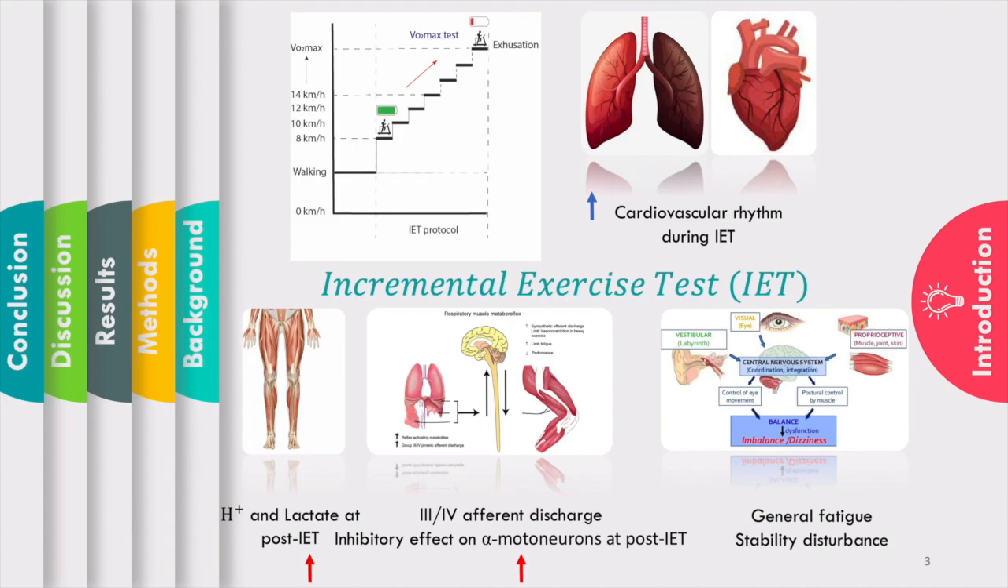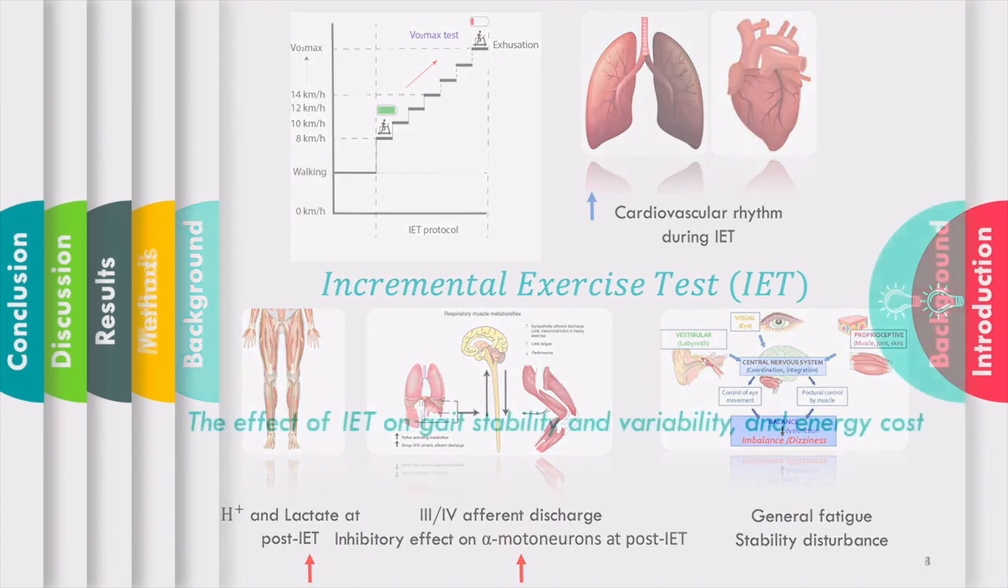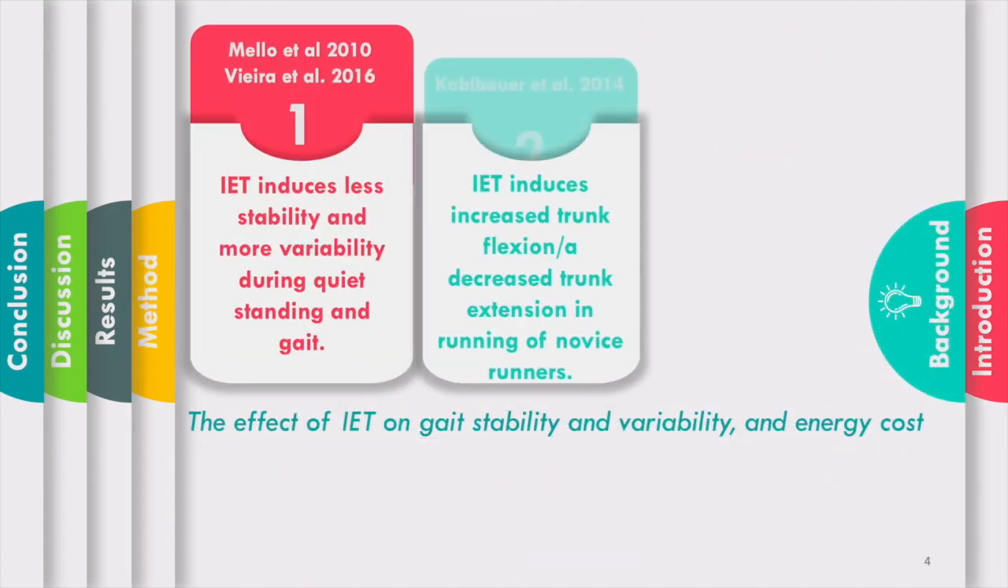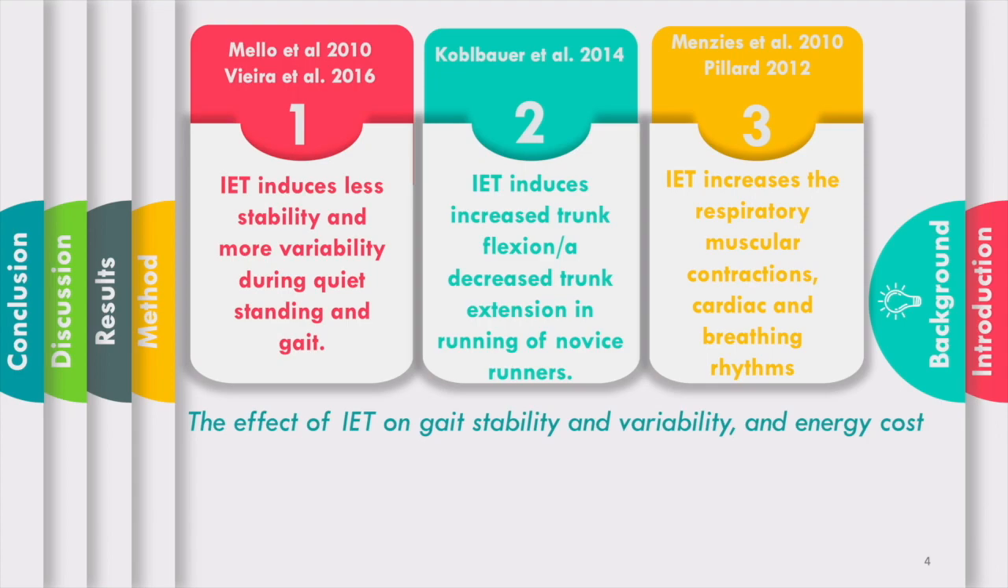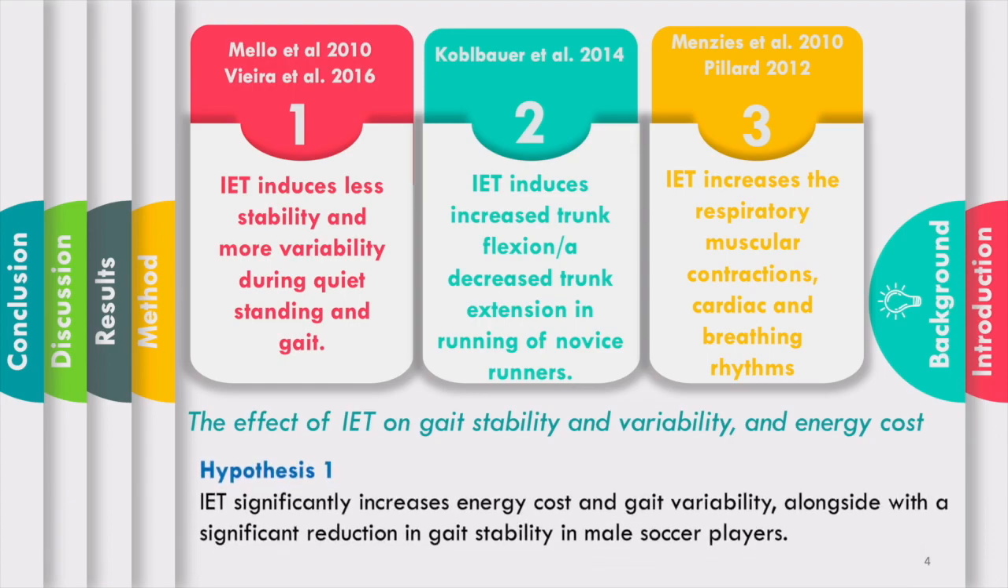These metabolites have an inhibitory effect on alpha motor neurons and influence the musculoskeletal system. These changes in body state are thought to be responsible for gait stability disturbance. Previous studies reported that IET induces less stability and more variability during quiet standing and gait. IET also induces increased trunk flexion or decreased trunk extension in running of novice runners. Based on the literature, we hypothesize that IET significantly increases energetic cost and gait variability, alongside a significant reduction in gait stability in male soccer players.